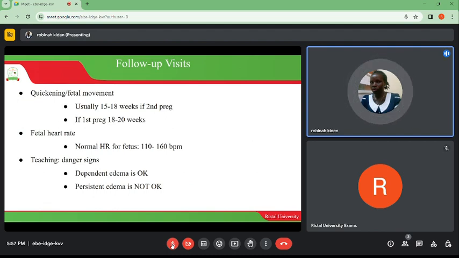Then fetal heart rate. Normal heart rate for the fetus is between 110 to 120 beats per minute. This is within the normal. If it is lower, then there's a problem, and if it is higher than that, it is also a problem. So we teach about the danger signs.